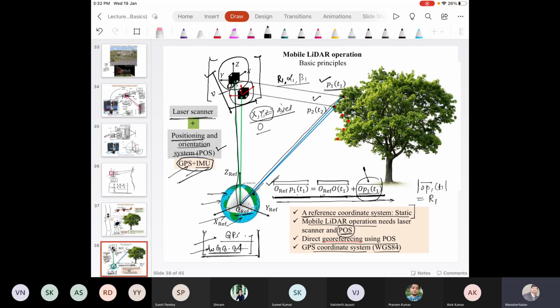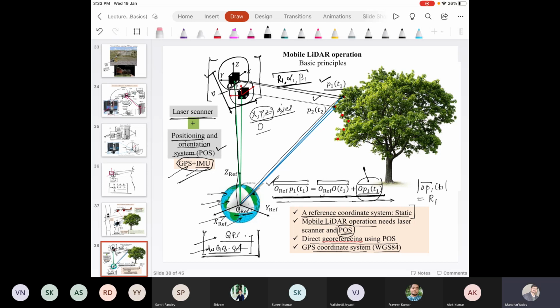That is a vector connecting the origin of the laser scanner to point P1. And that vector you will get using this raw information, R1, alpha 1, and beta 1. Using this raw information, you can generate a vector by connecting the origin of this laser scanner coordinate system to P1. So that has to be further changed. This vector has to be changed in a reference coordinate system.